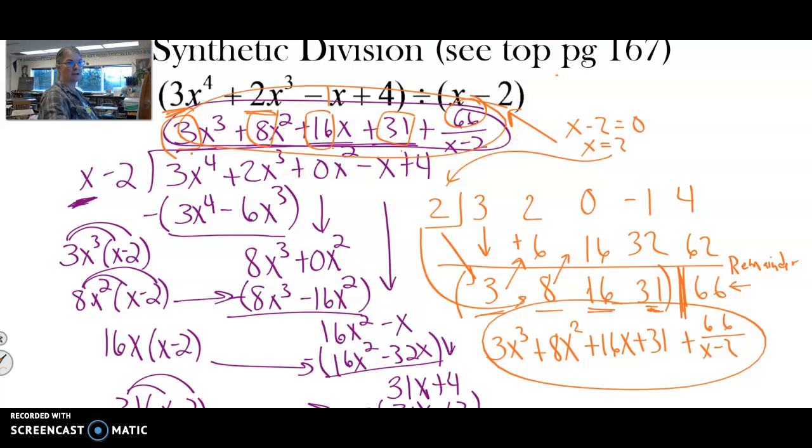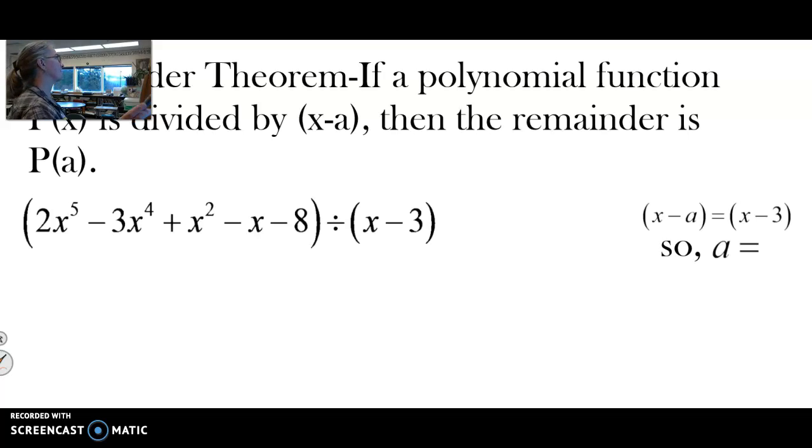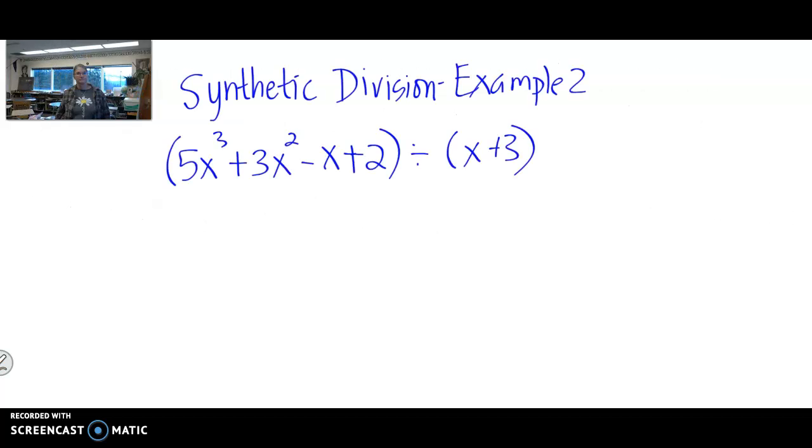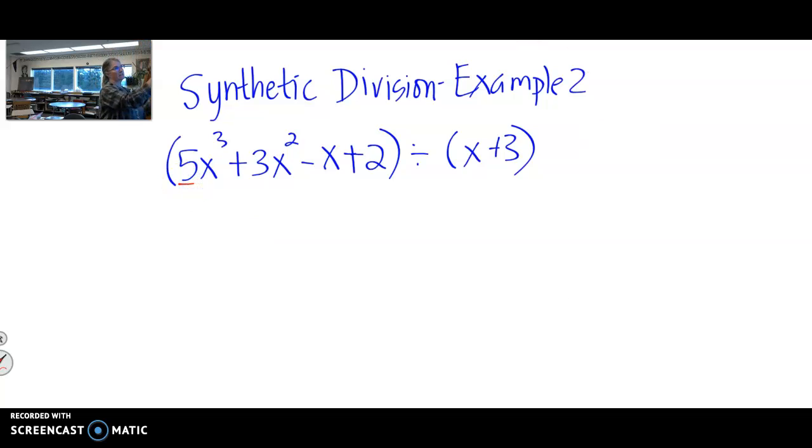So let's do another problem with synthetic division. Okay, so let's do this problem, example 2. So we're going to do synthetic division here. So we're looking at these coefficients. I got a 5 for the x cubed term, I've got a 3 for the x squared term, I have a negative 1 for the x term, and then the constant term is 2.